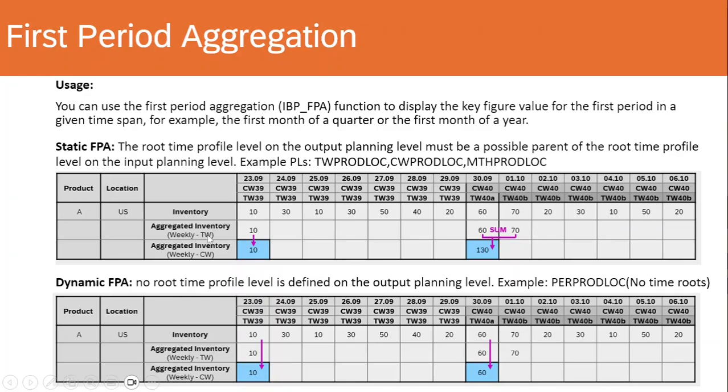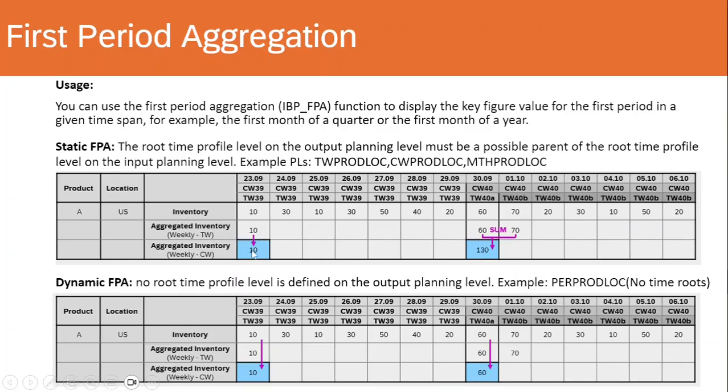As you see here, aggregated inventory at a technical week level would be displayed like this: 10 on 23rd of September, again 60 on September 30th, and 1st of October 70. This is how it would be displayed when you display data at an aggregated level, which is at a technical week level. Now, when you display data at a calendar week level, within this same static first period aggregation, the calendar week is not applied with a first period aggregation concept. Still, what would happen? The calendar week would still show us a 10 value because that would take the value from the technical week level.